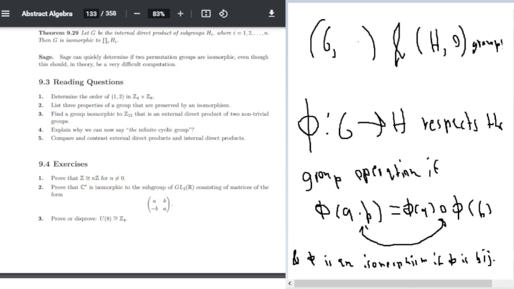Explain why we can now say the infinite cyclic group. So we can say the infinite cyclic group because any cyclic group that is infinite will be isomorphic to the integers uniquely. Compare and contrast external direct products and internal direct products. External direct products tell you how to construct a new group out of 2 groups with no supposed relation beforehand, while the internal direct product already has information beforehand and you're working backwards to find valid subgroups such that the internal direct product exists.